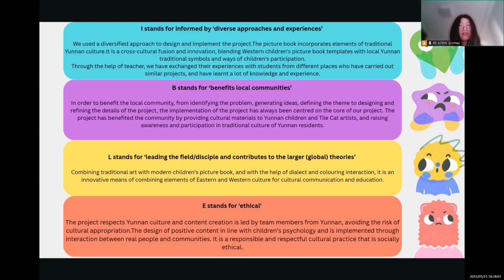E stands for ethical. Our project is based on respect for Yunnan culture. The content creation is led by team members from Yunnan, avoiding the risk of cultural appropriation. In addition, our project is designed with positive content in line with children's psychology and is implemented through interaction between real people and communities. It is a responsible and respectful cultural practice that conforms to social ethics and morality.